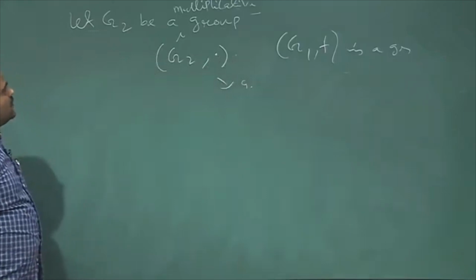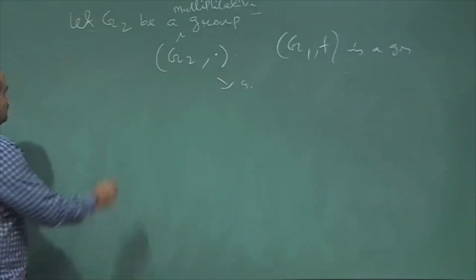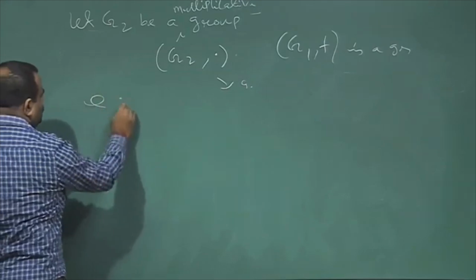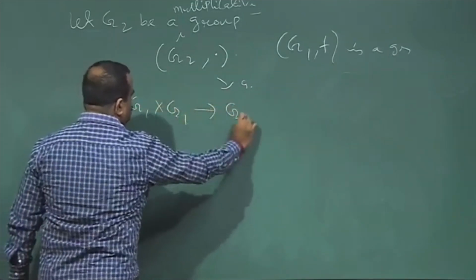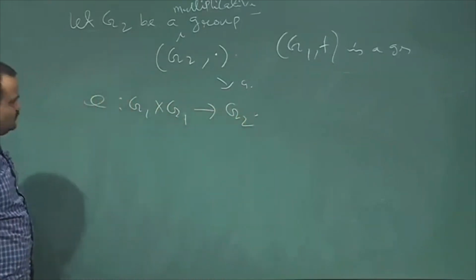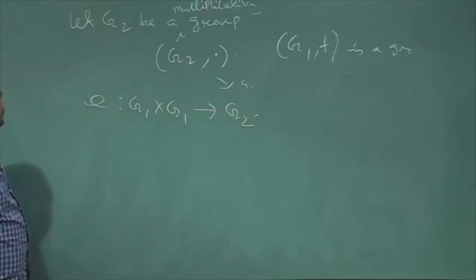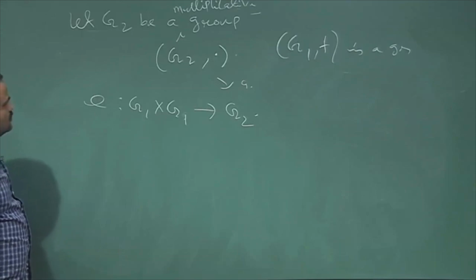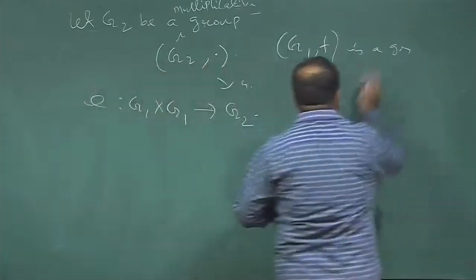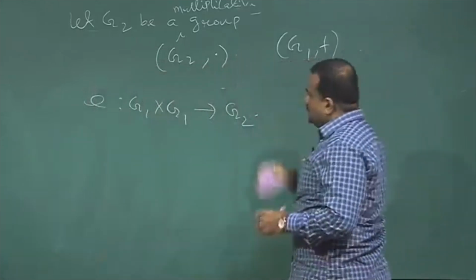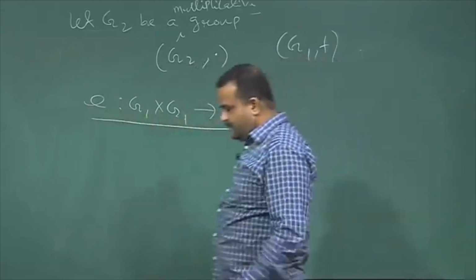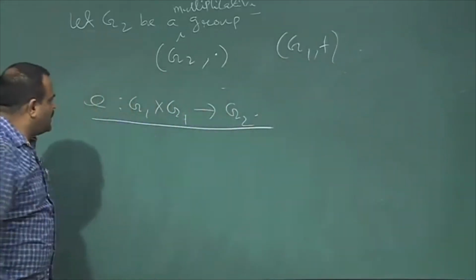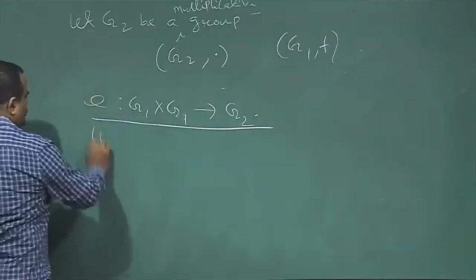Now we define a function E which is from G1 cross G1 to G2. E is a function from G1 cross G1 to G2. So now we call this function a bilinear function or bilinear mapping, a bilinear pairing. This function is called a pairing if it has the following properties.